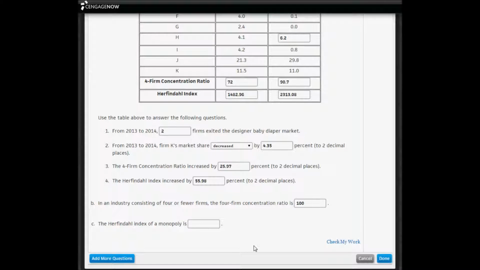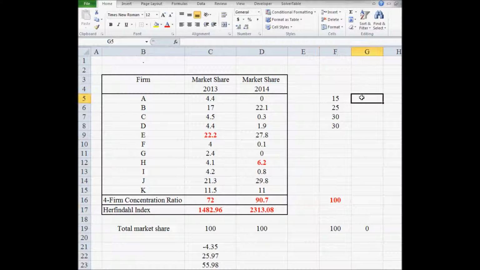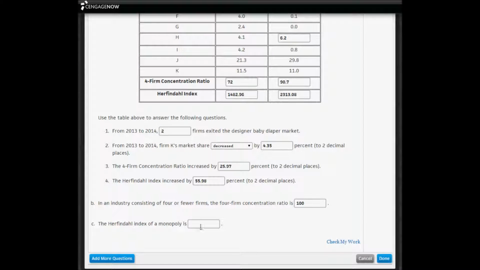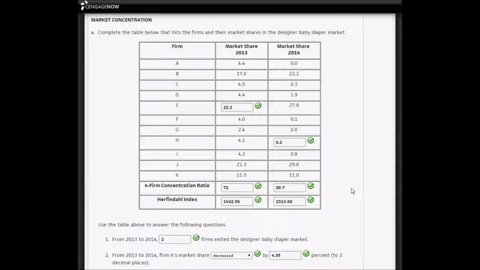The Herfindahl index of a monopoly is what? Well, a monopoly has 100% market share, correct? The Herfindahl index of a monopoly is 10,000. Why? Because 100 squared is 10,000. I'm going to check my work and we should get everything correct. And we do.